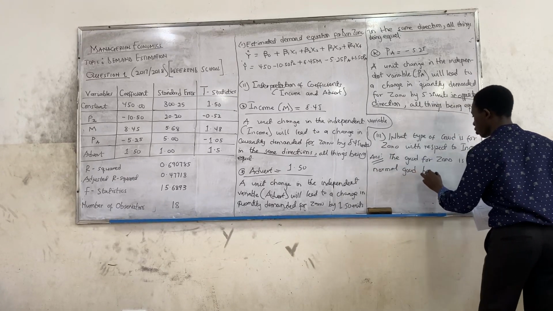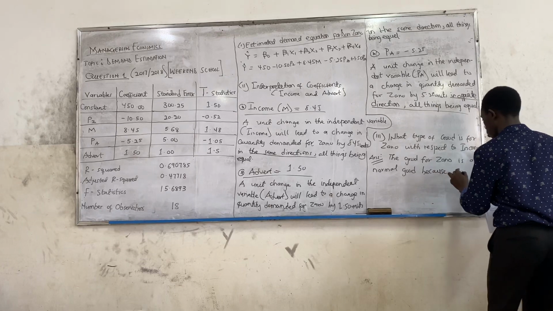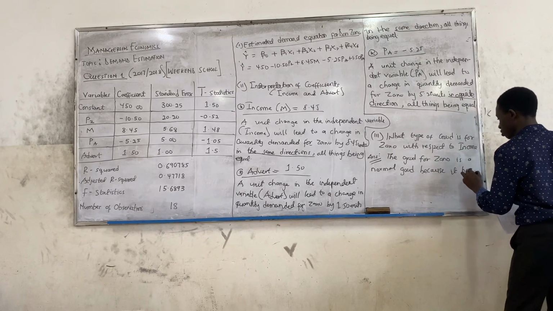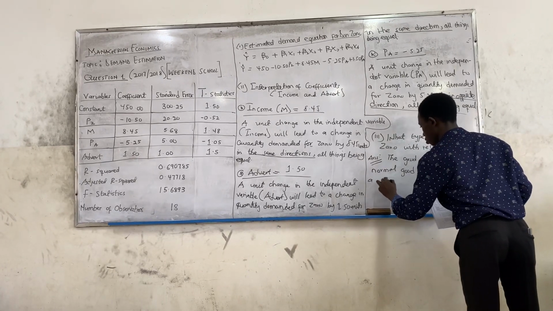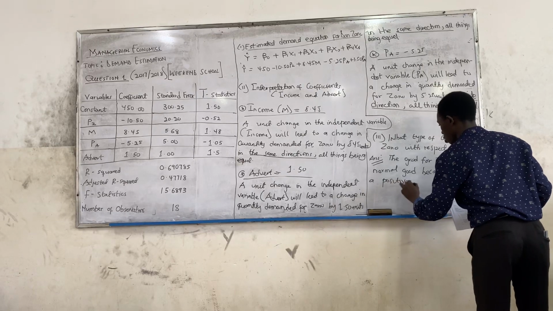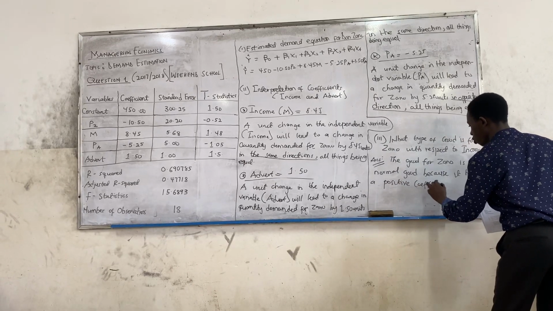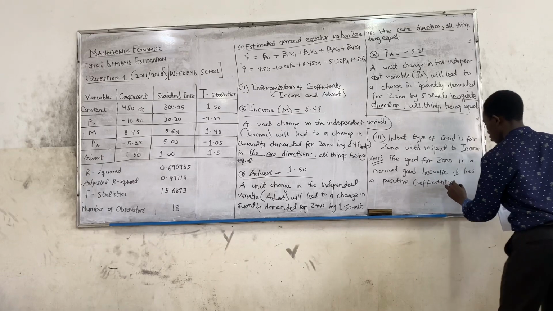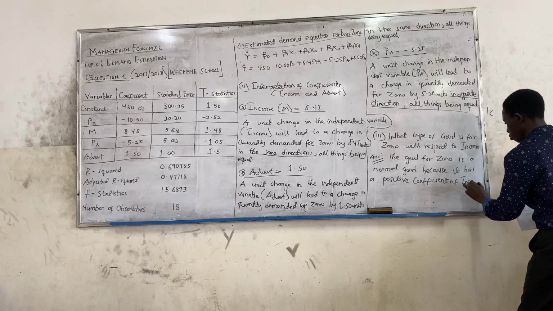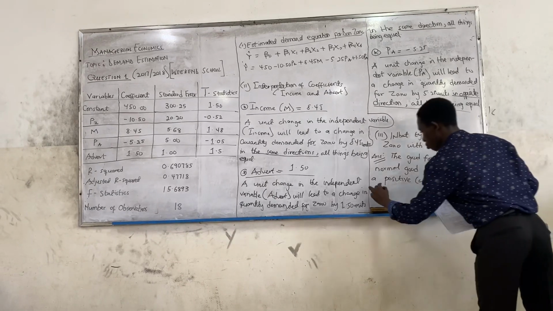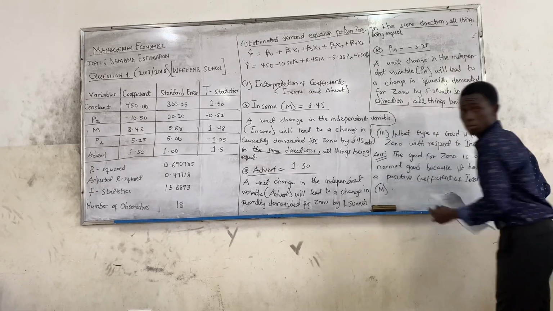It's a normal good because it has a positive coefficient of income. Positive.